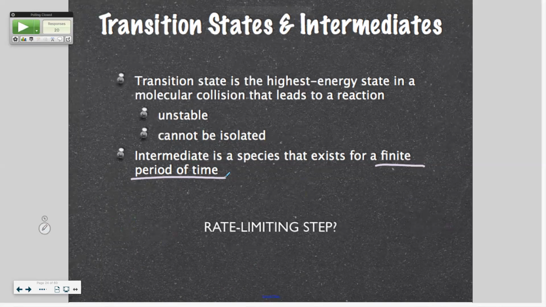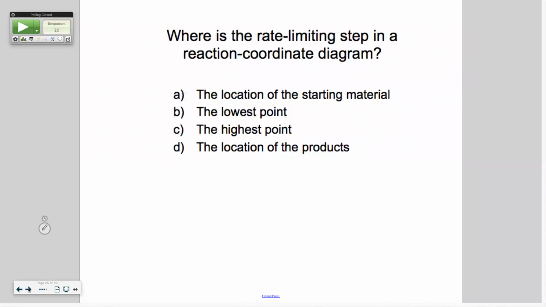Okay, and remember that the rate limiting step or the rate determining step is the one that has the highest transition state. Okay, it's the slowest step. It's the one that is limiting how fast anything can go. When you put in a catalyst, you lower that. Okay? Is it all coming back to you now? Okay, where is the rate limiting step in a reaction coordinate diagram? If I asked you to find it, how would you find it?